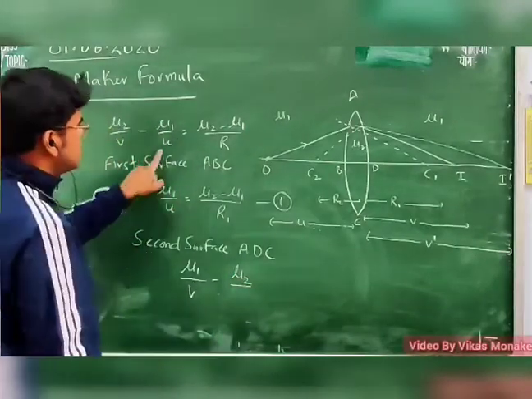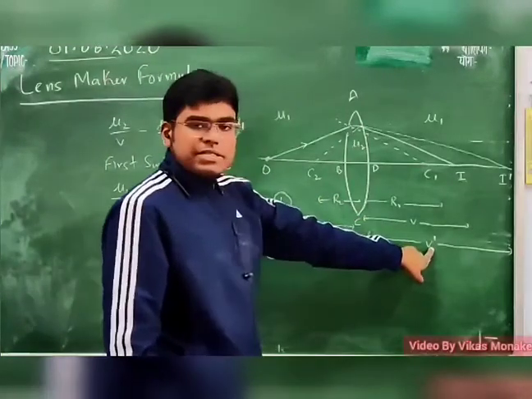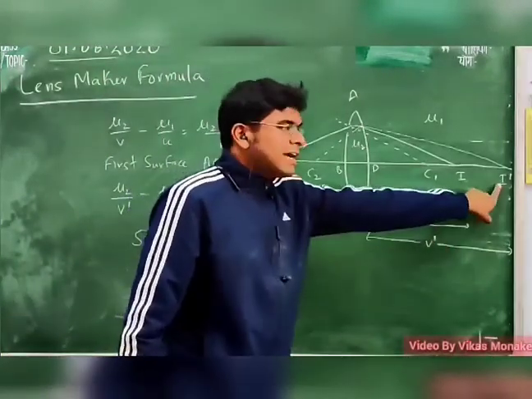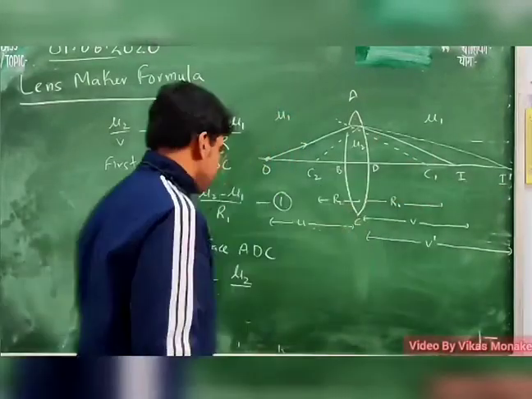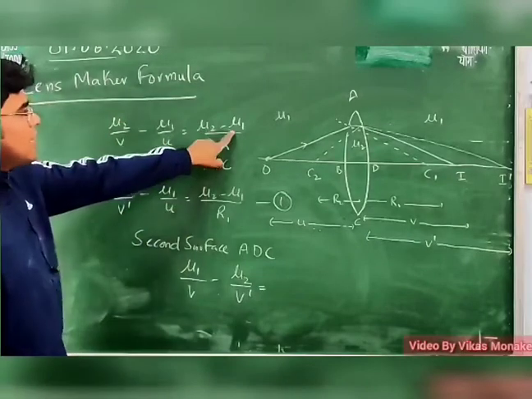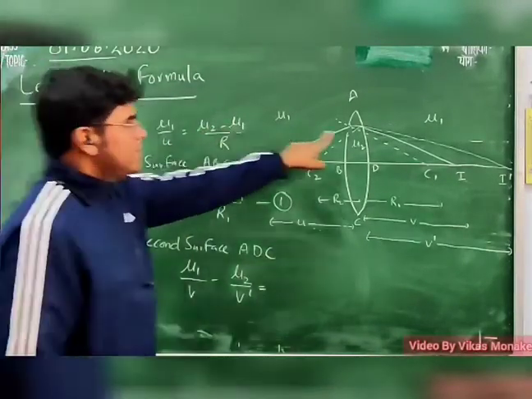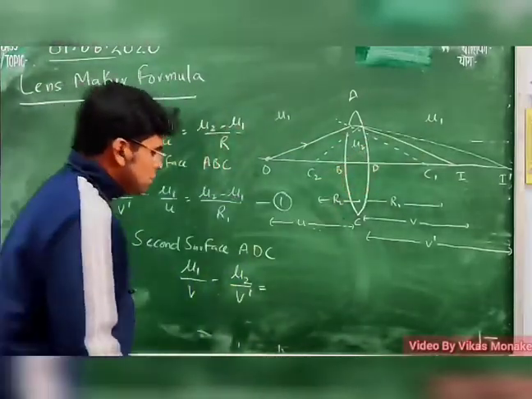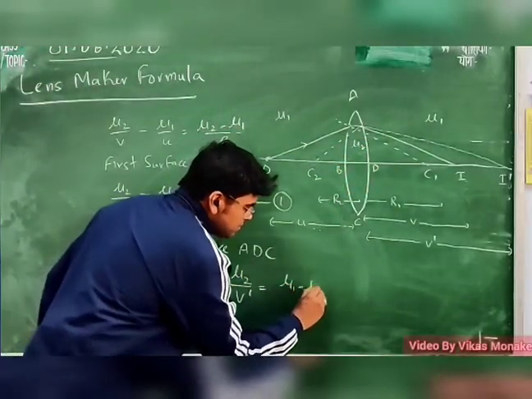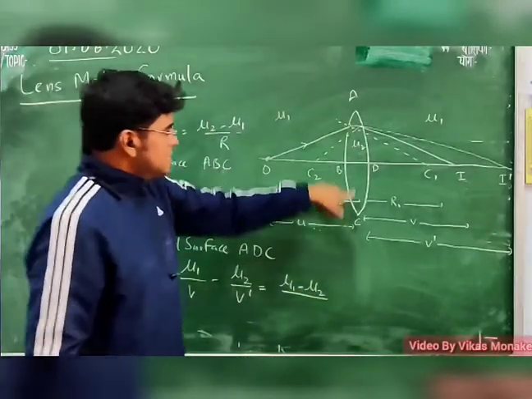So we write v. The first medium is mu2, and the object distance for the second surface is v dash, because the image formed by the first surface is the object for the second surface. So we write v dash here. And then mu2 minus mu1: refractive index of the second medium minus refractive index of the first medium. Second medium is mu1, first medium is mu2, so it will be mu1 minus mu2 upon the radius of curvature. The radius of curvature of the second face is r2.